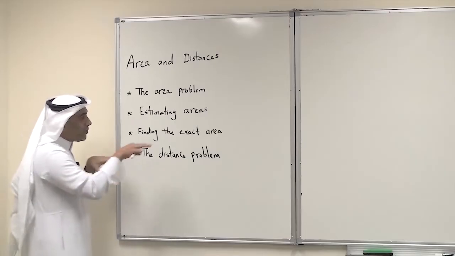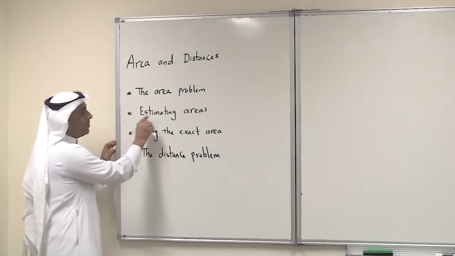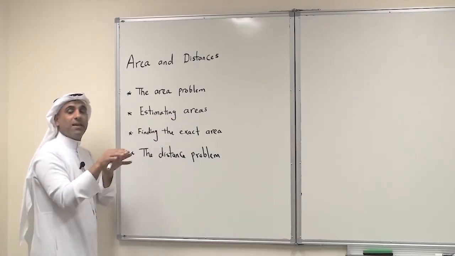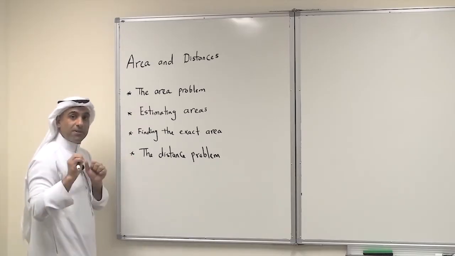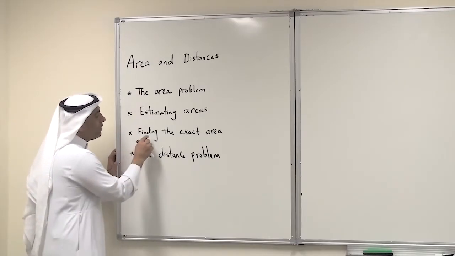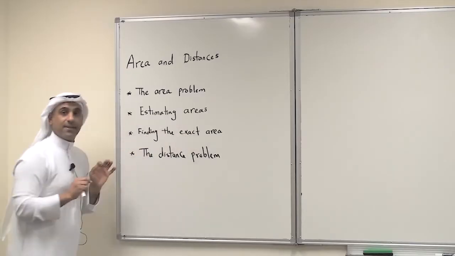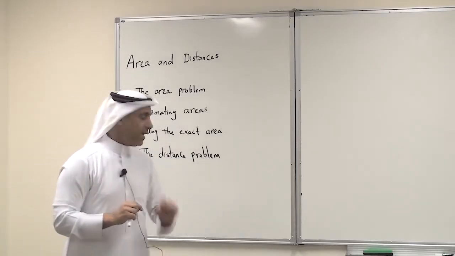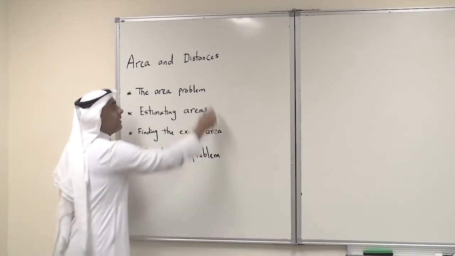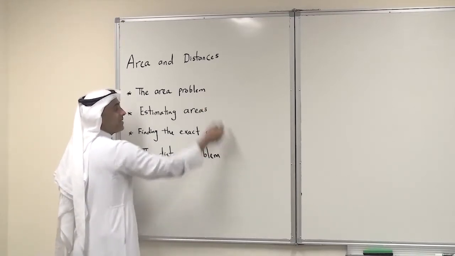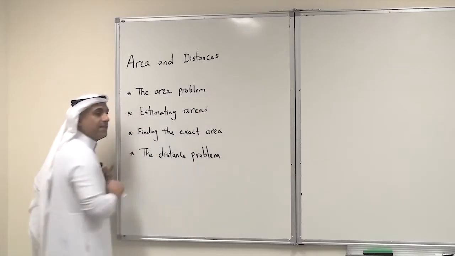Then we will go through an approximation process, so we need to estimate areas, basically using rectangles with different types of approximation. Then we will move to find the exact area under a given curve, okay? And finally we have the distance problem, and we will study the relationship between the first and the last one, the area problem and the distance problem.